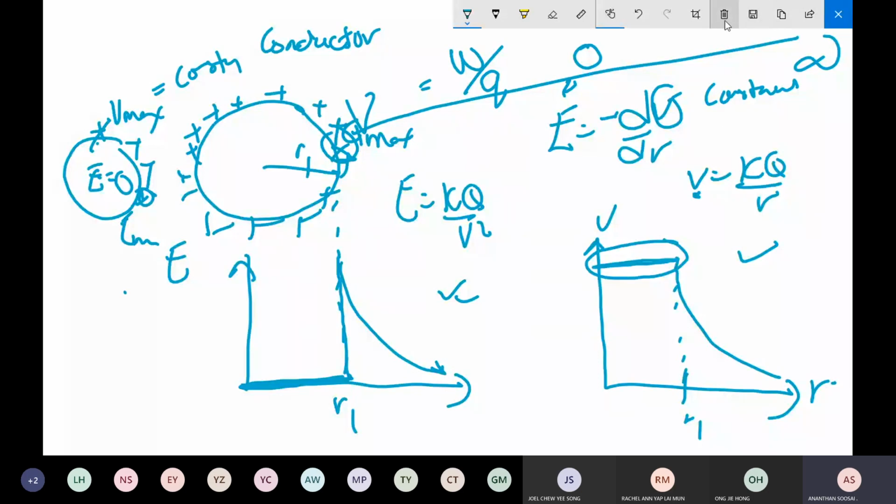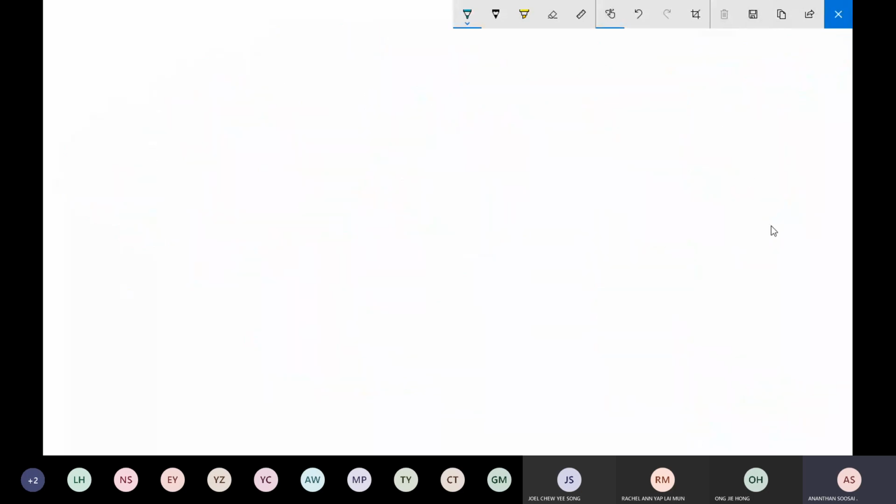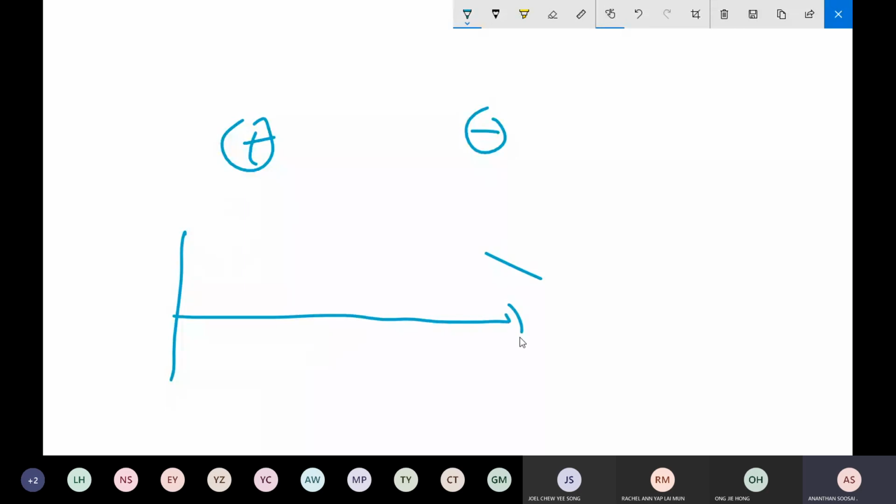So why am I telling you this? Just now, positive and negative, I told you to draw V versus R, positive, negative. The graph was like this, right? Okay. This is up to R1 only. R1 means the radius of the positive sphere. How should the graph inside look like? It should be a flat line. The potential is constant inside the sphere.